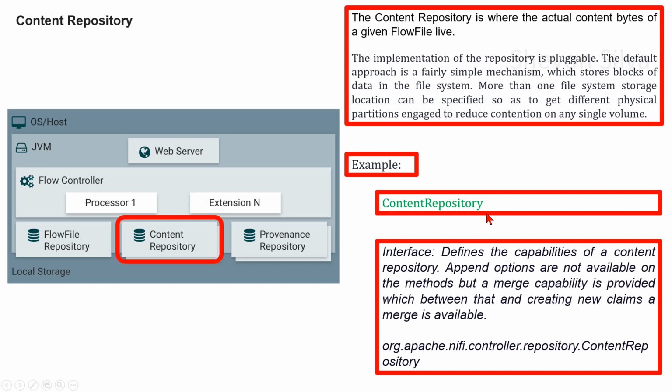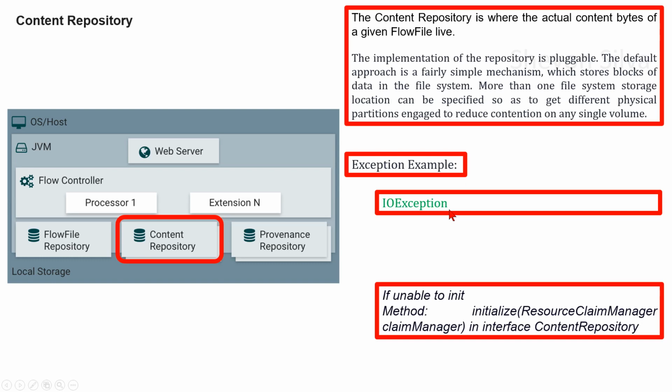As an example, we can consider the content repository interface. It defines the capabilities of a content repository. Append options are not available on the methods, but a merge capability is provided, which, between that and creating new claims, serves as a merge.